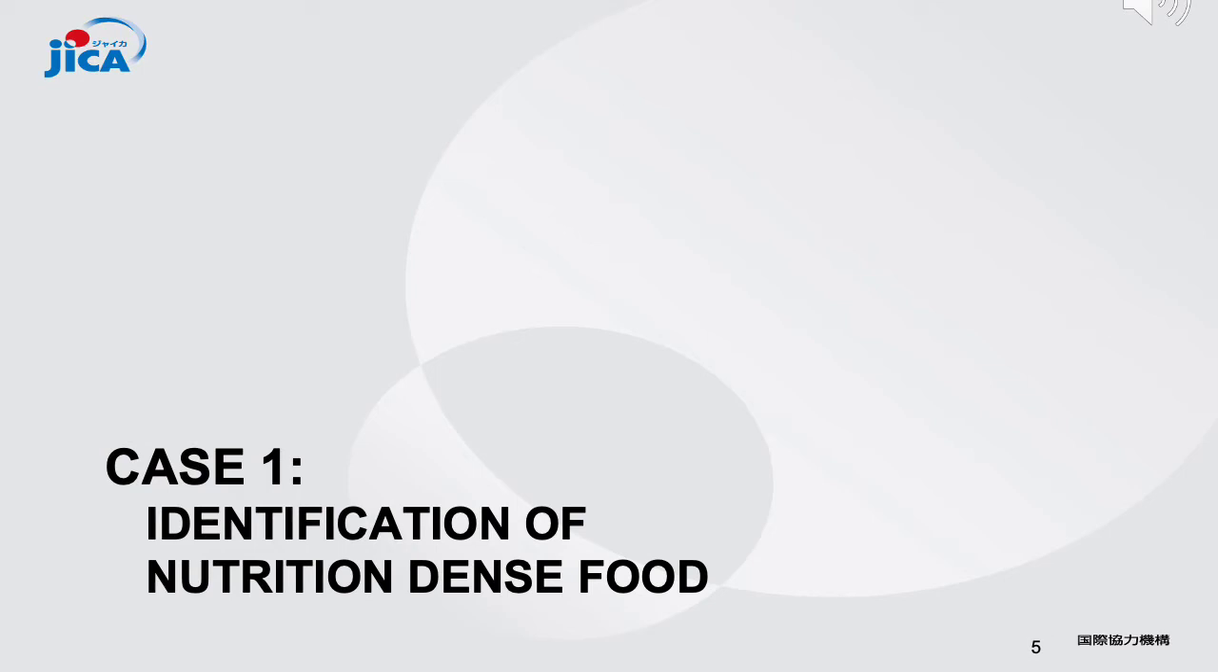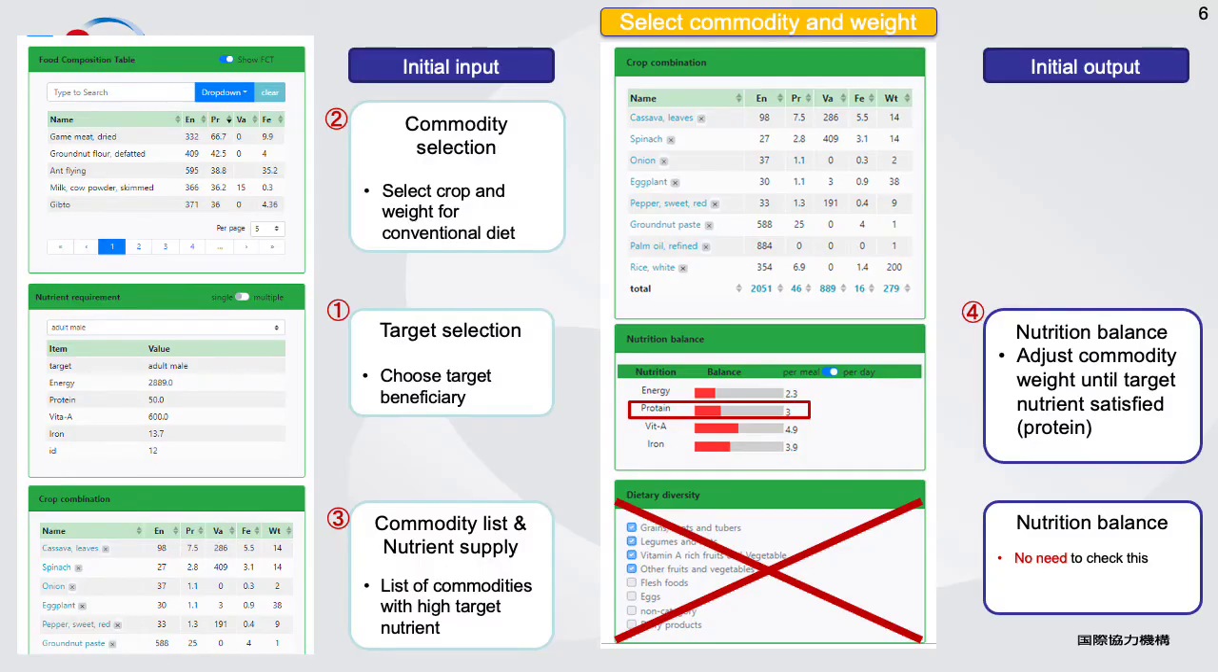Using this function, there could be several use cases. I'm going to explain one by one, and the first one is identification of nutrition-dense food. Under sector policy loan program, each district government is expected to submit nutrition-dense food together with supply target. And this tool, diet calculation, will help district government to quantify the target volume, depending on type of commodity and also beneficiary.